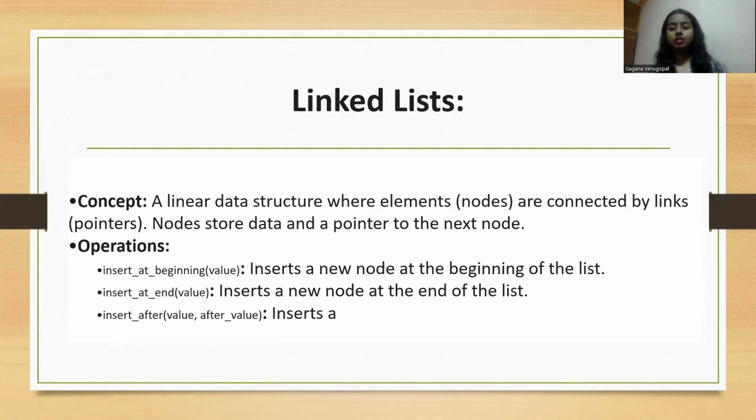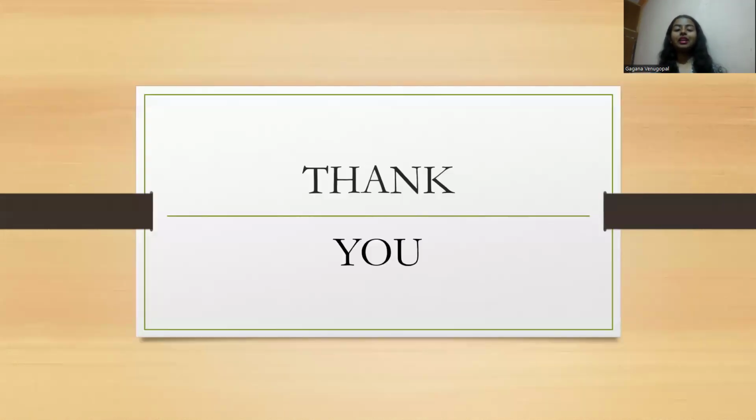Coming to the last concept, which is the linked list, a linear data structure where elements are connected by links. Nodes store data and a pointer to the next node. The operations which we perform here are insert at the beginning, insert at the end, and insert after. Insert at the beginning inserts a new node at the beginning of the list, insert at the end inserts a new node at the end of the list, and then insert after inserts a new node after a given node.